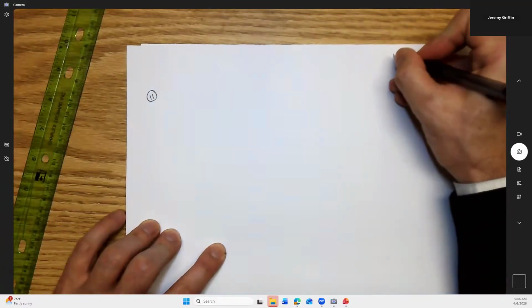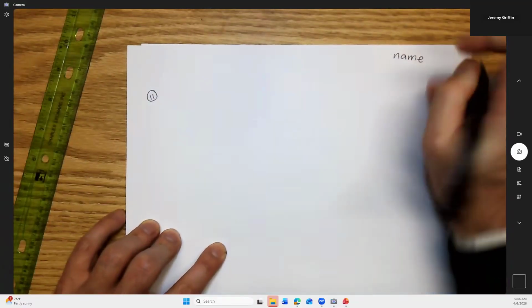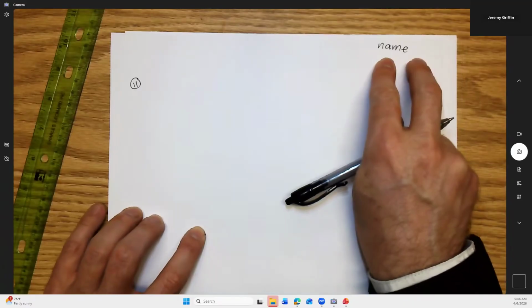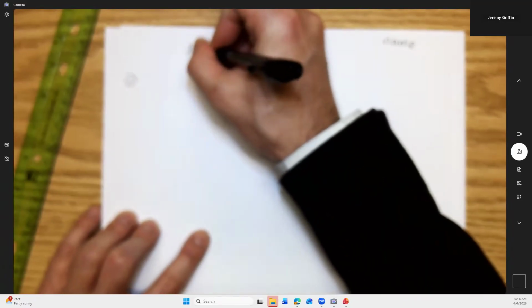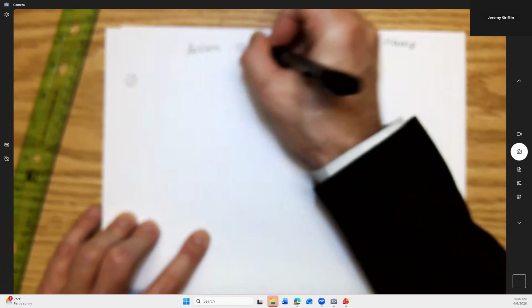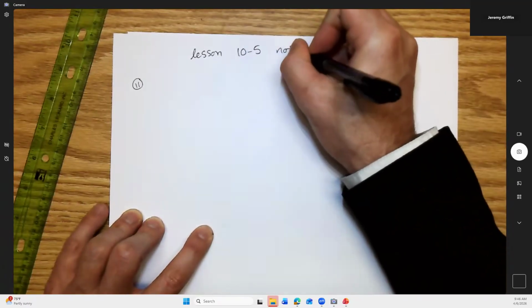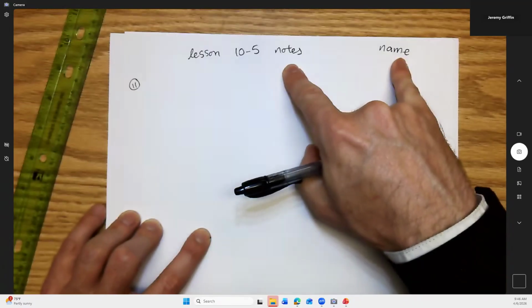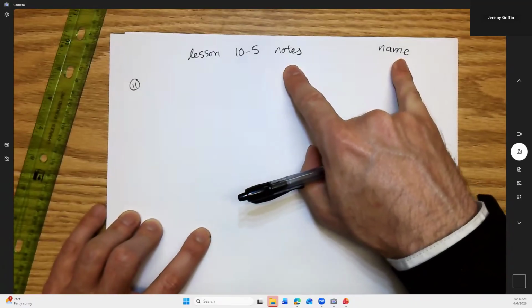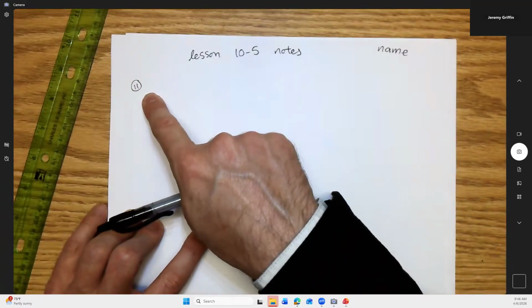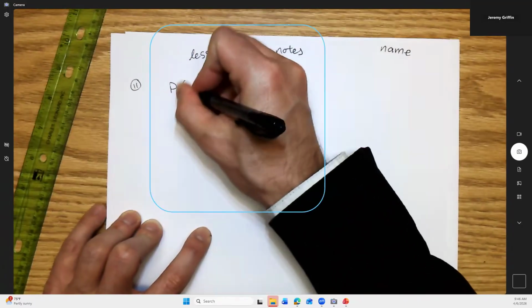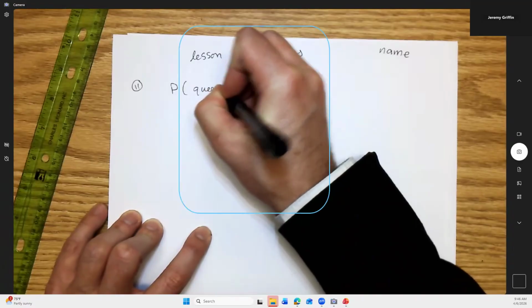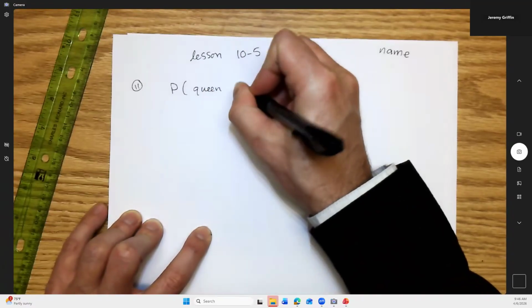So write your name on your paper. Guys, everybody put their name on their paper, so when we turn this in, I'll know who to give the points to. All right, let's call this lesson 10.5 notes, and some of the titles. All right, so you got your name and lesson 10.5 notes. And we're going to do 3 examples at least. Okay, so number 11. What's the probability of drawing a queen or a heart?